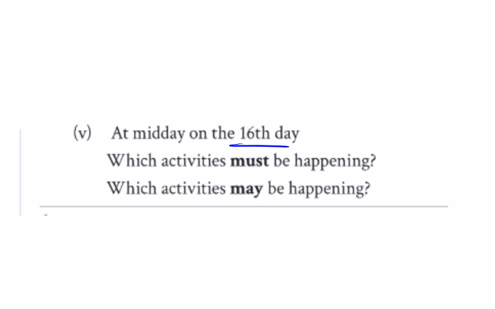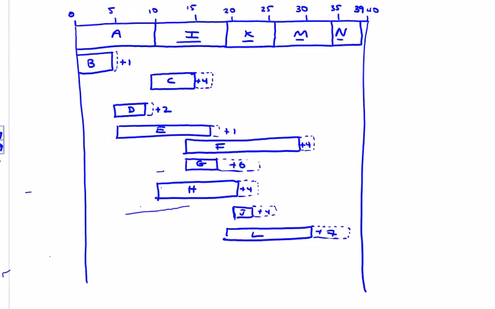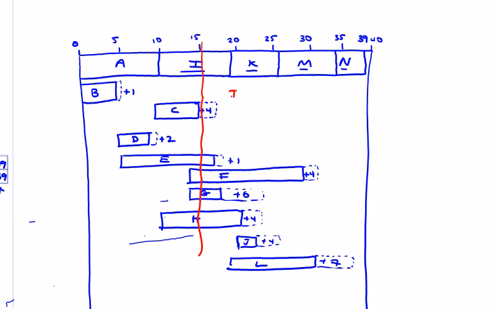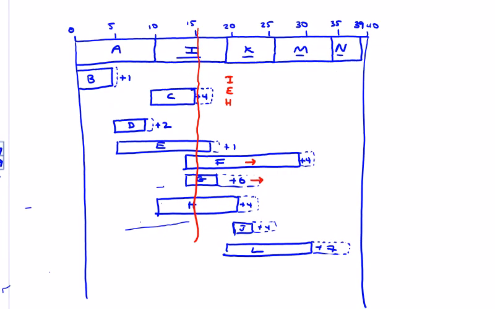The questions for this one are: at midday on the 16th, what must and may be happening on the 16th day? Let's have a look. Is my diagram accurate enough on the 16th day? I'll have to check. So it looks like I definitely. E can't be pushed out. And H, E, H, and I. It looks like G and F can be moved to the right and may be happening. And C could also be shifted here and may be happening as well. So it looks like I, E, and H, definitely. C, F, and G, possibly, for this Gantt chart question.